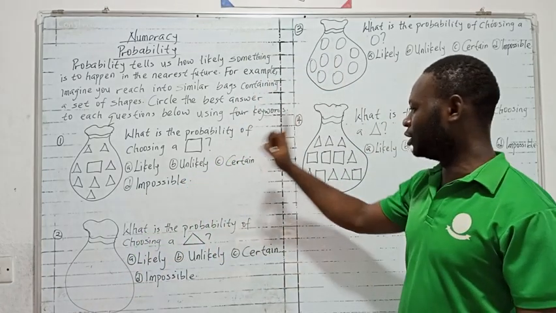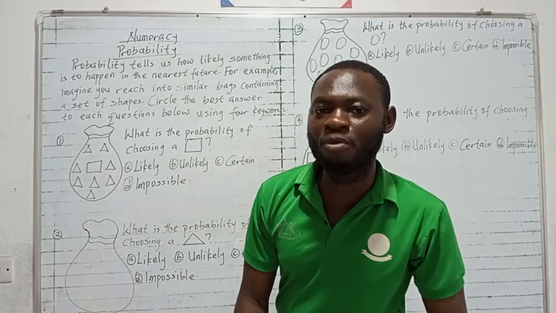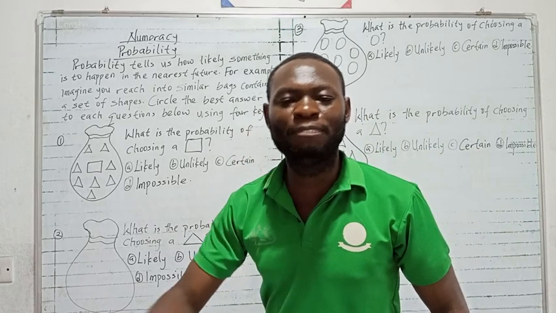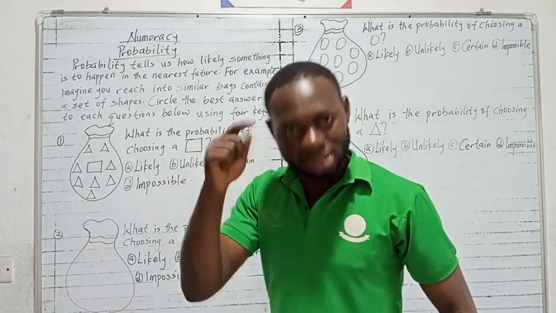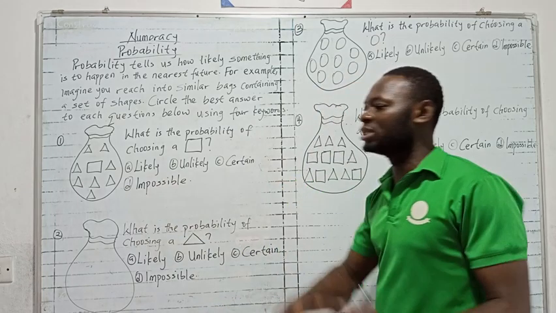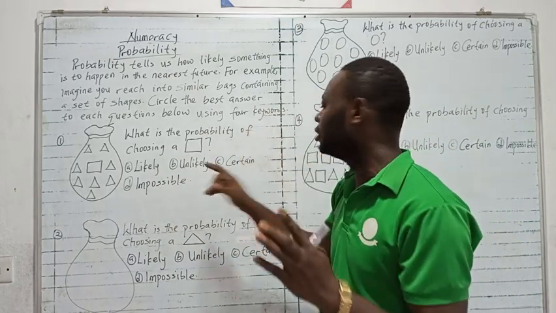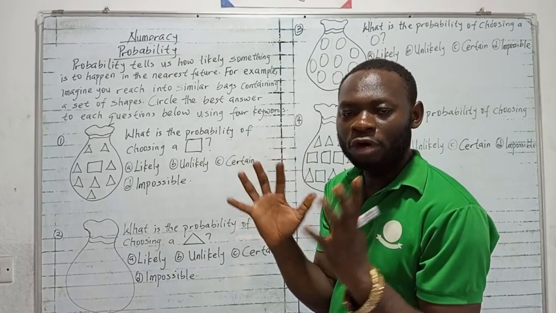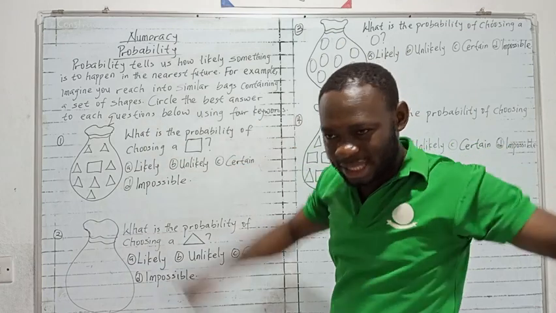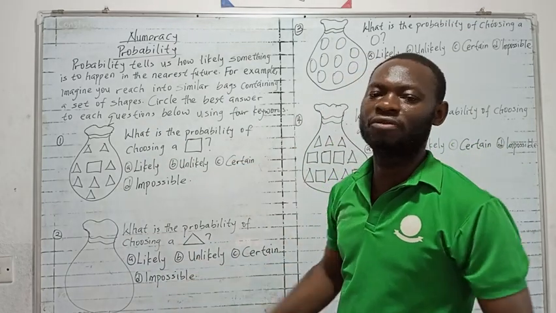Then comes the fourth keyword. What is the probability that I'm a woman? It is impossible that I'll be a woman, no matter what I do. Very, very impossible. But am I a man? Yes, certain, I am a man. So we use likely when the thing has a higher chance of occurring, unlikely when the chance of occurrence is low, certain when it is sure to happen, and impossible when it has no chance of occurring.